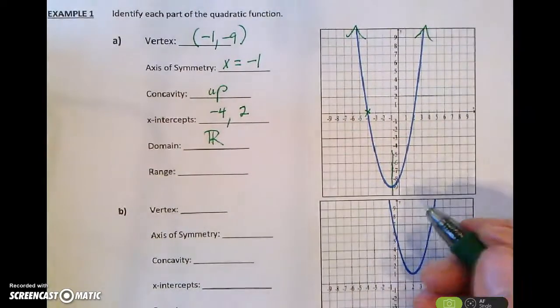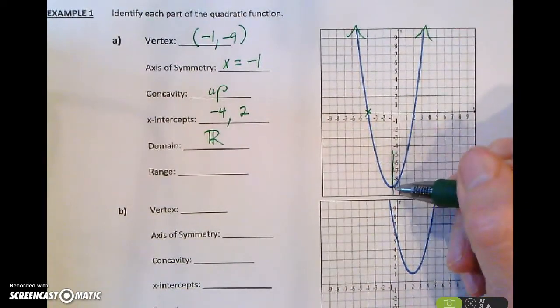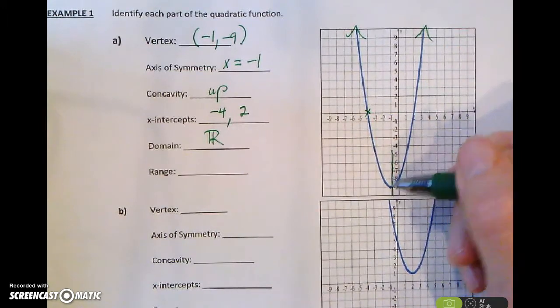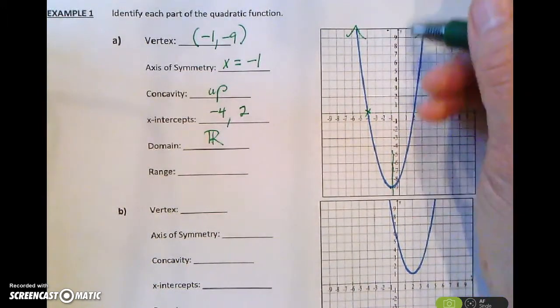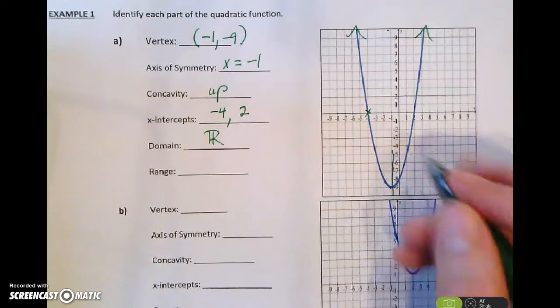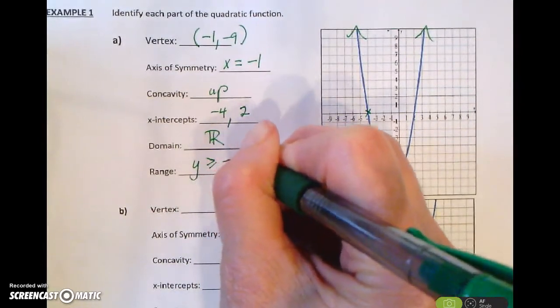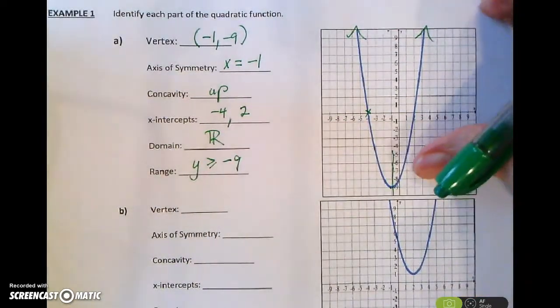The domain's going to be all real numbers. You've got those arrows there. And the range, the y value, is going to go from the low point on the graph to the high point. And you see it goes infinitely up. So the lowest point is -9. So we're going to say that y is greater than or equal to -9.